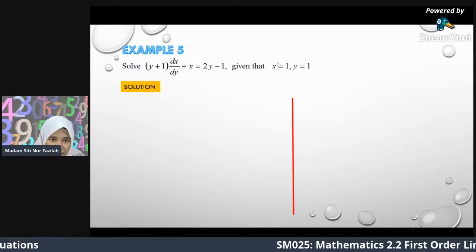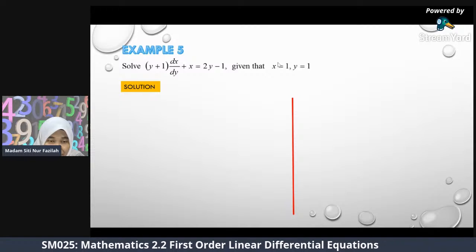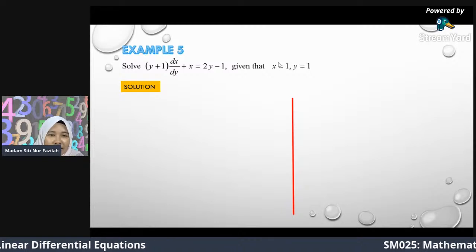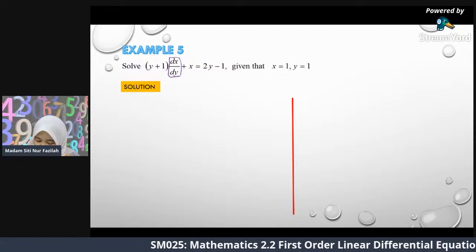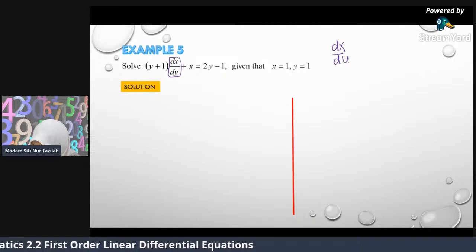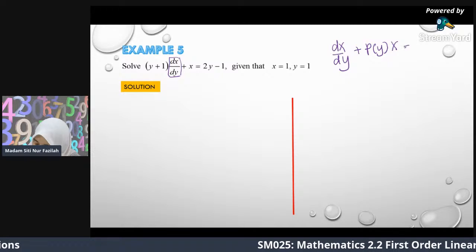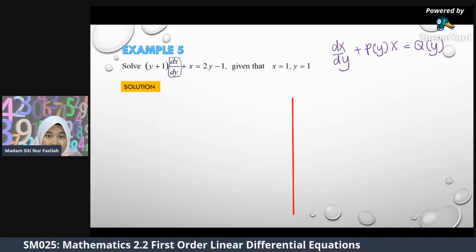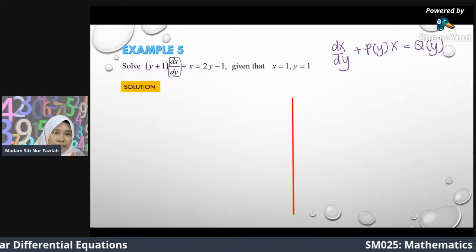For this differential equation, we need to be more careful because usually the derivative is dy/dx, but this question has dx/dy. When our derivative is dx/dy, the standard form is dx/dy + p(y)x = q(y).